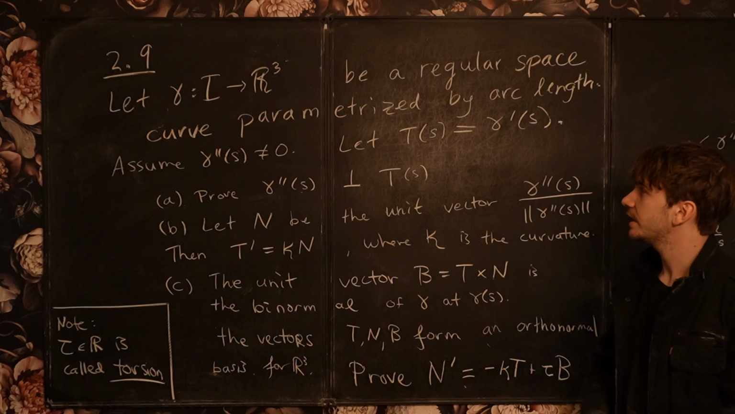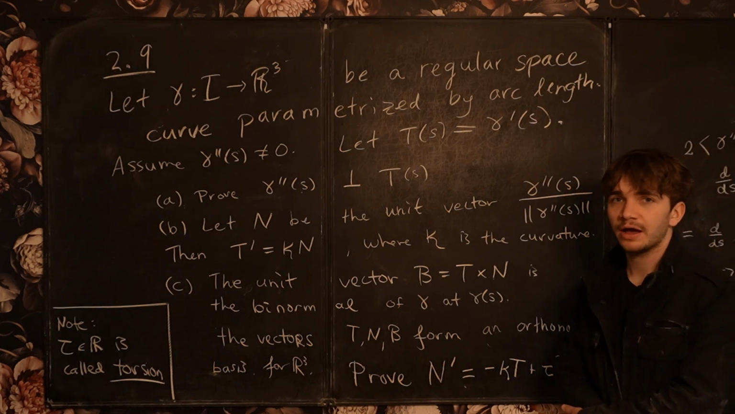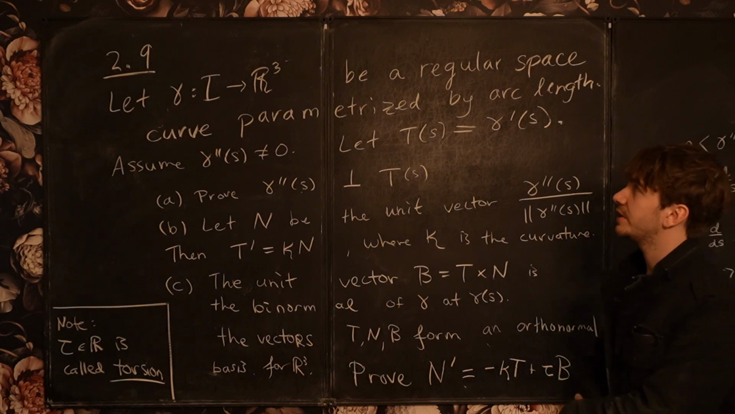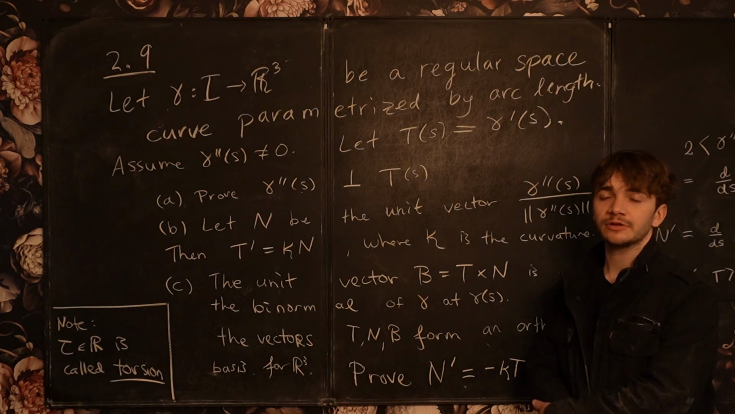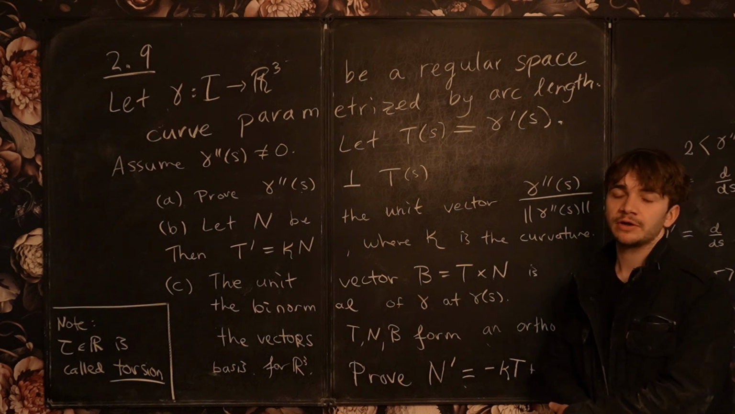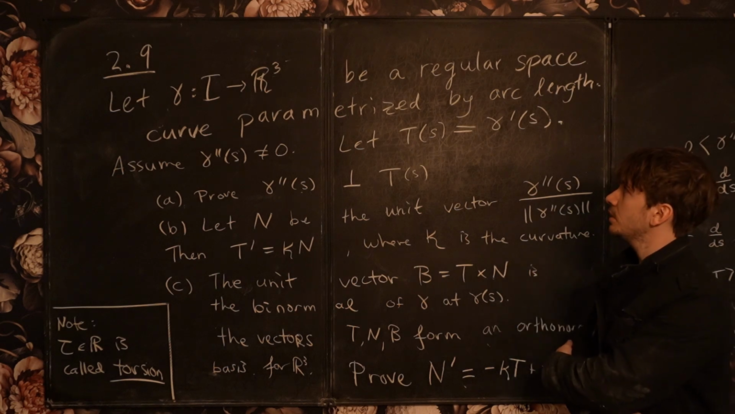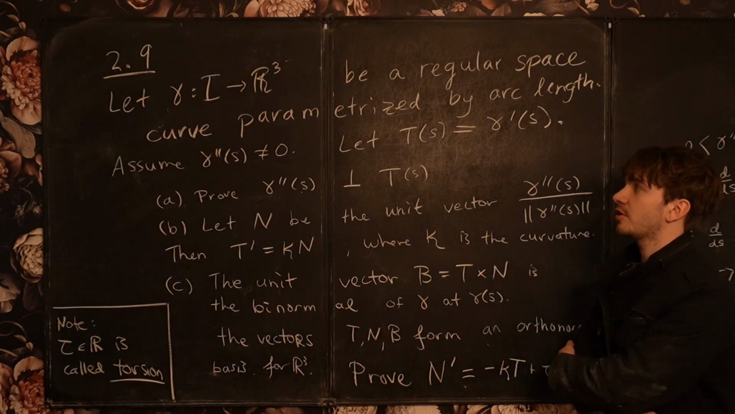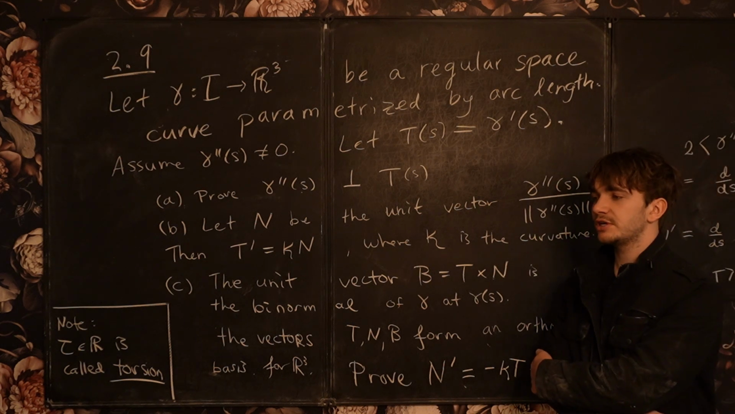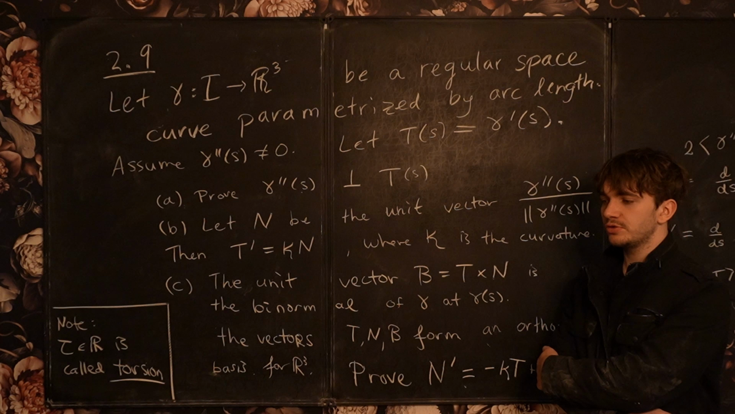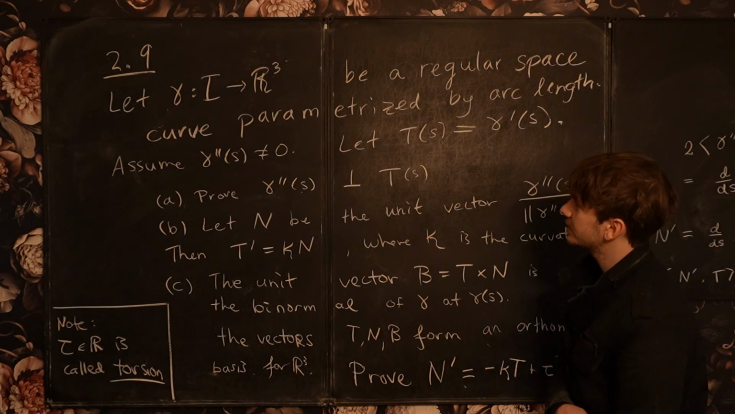We're looking at a curve gamma from some interval I into space R3. We want it to be a regular space curve, which means its derivative is non-zero in magnitude. Okay, so it has a non-zero derivative. It's parametrized by arc length, so not only is its derivative non-zero, but in fact, its derivative always has unit magnitude, okay, unit speed, all right?